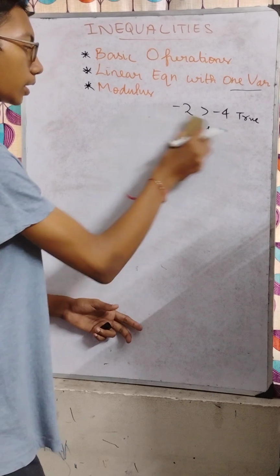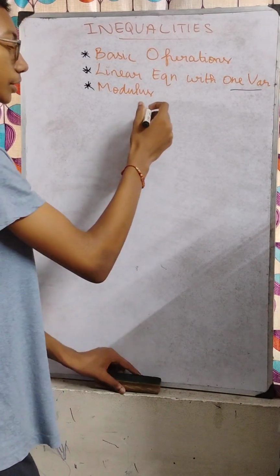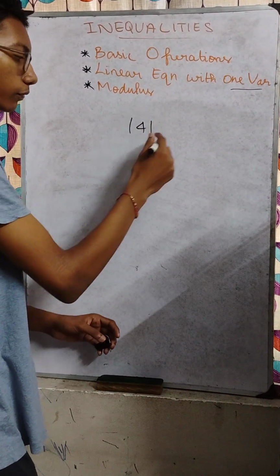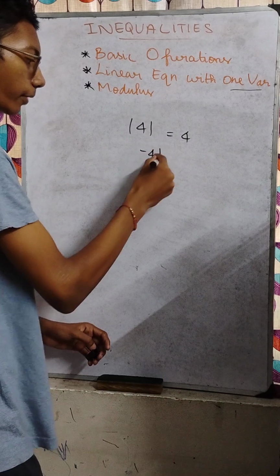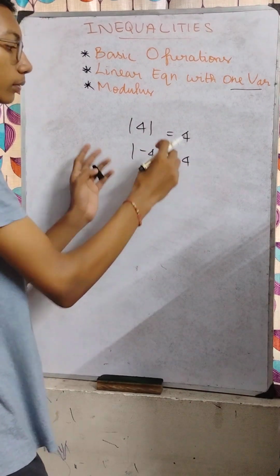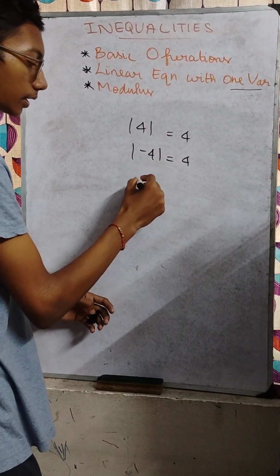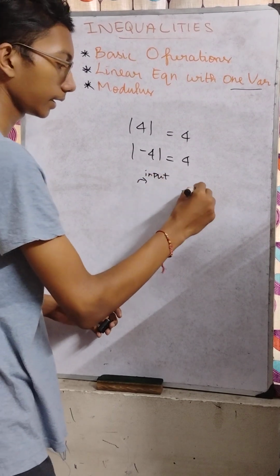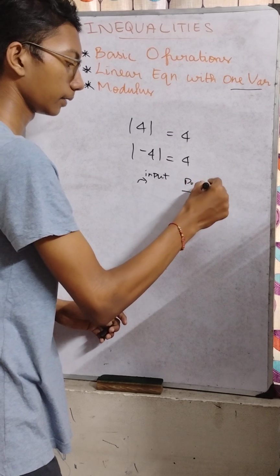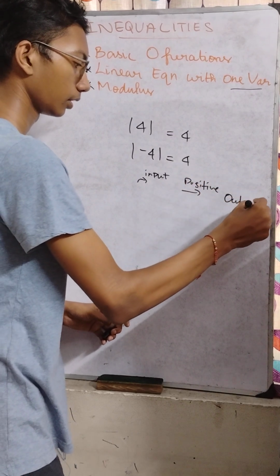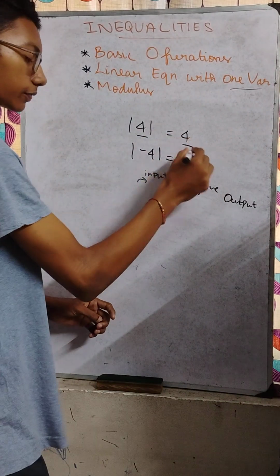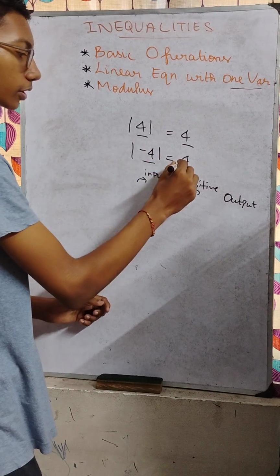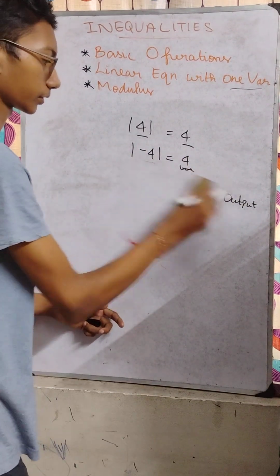Now another important topic, inequalities with modulus. Now what is modulus? Let's say you have 4, modulus of 4 is 4. Modulus of minus 4 is also 4. So what modulus does is, it takes an input, any number in this case, and it gives the positive of that input as the output. So if we put 4 here, it will give us 4. If we put minus 4, it will also give us 4, because it takes away the negative and gives us the positive. So that's what modulus does.